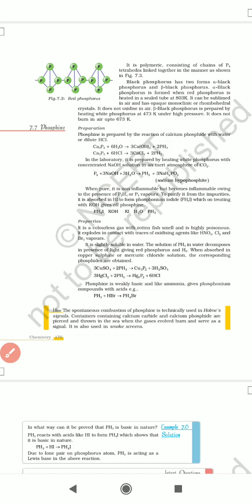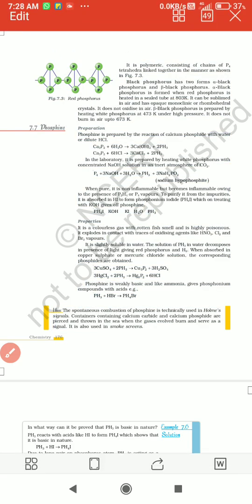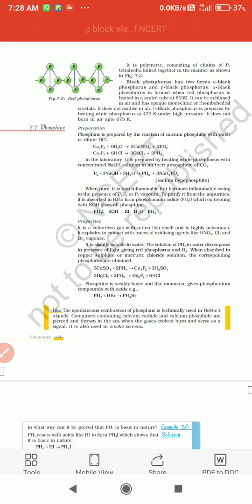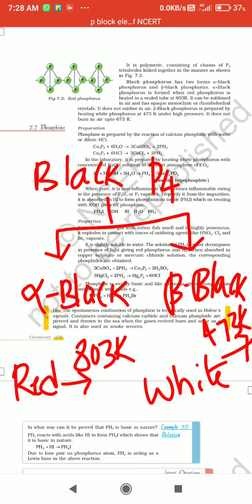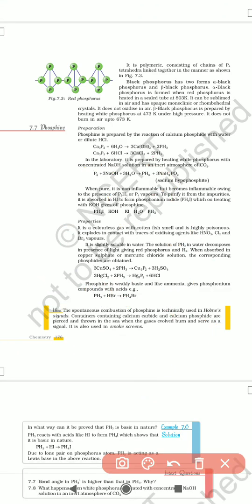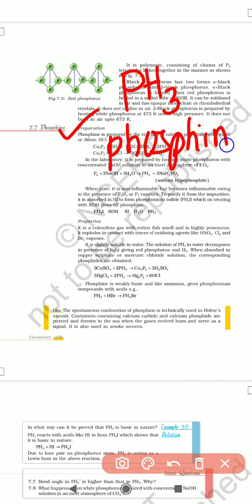And coming to the next one, phosphine. So what is meant by phosphine and what are the preparation methods? Let us see that. Phosphine is nothing but PH3. PH3 is called phosphine. What is the molecular formula of phosphine? PH3. And PH4+ is called the phosphonium ion.